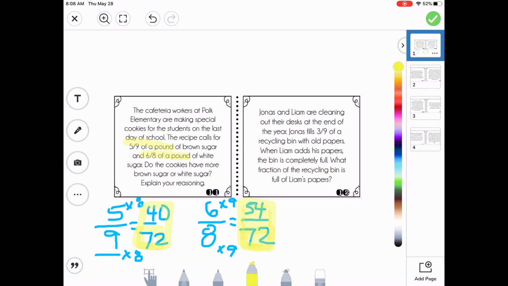So for my answer to this question, I know that my cookies have more white sugar because I had 6/8 of a pound of white sugar. So my answer is, do the cookies have more brown sugar or white sugar? The cookies have more white sugar, and I know this because I made equivalent fractions with equivalent denominators.